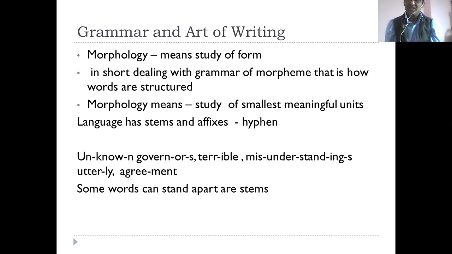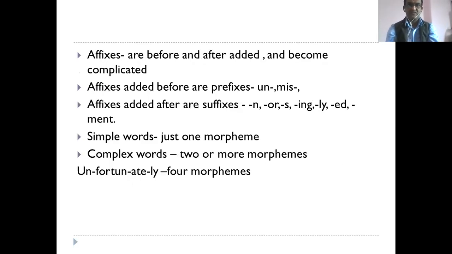See, under is a base word. It also stands for a preposition. In such a way, utter is a stem. Ly doesn't have meaning in isolation. Ment doesn't have any meaning in isolation. It has meaning when it is added to the so-called stem. That is how we have to study these words.